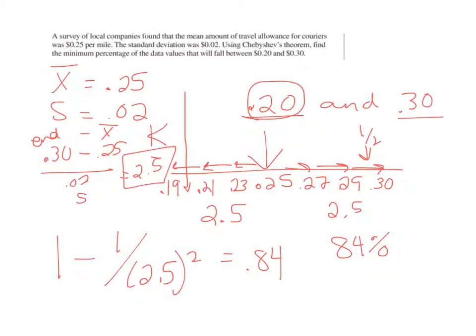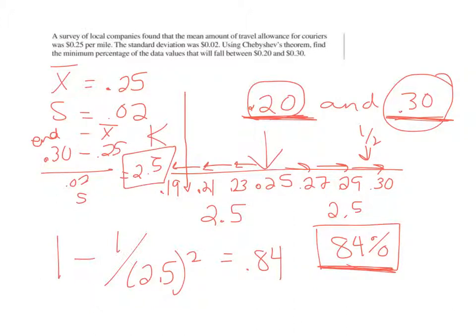So if you pay your carrier more than 30 cents per mile, then you'd be paying considerably more than what the average pay rate is. And you would know that at least 84% are paying less than you, right? At least. Could be more. Should be a little bit more. But you're guaranteed that at least 84% of the people paying their carriers are going to be paying between 20 cents and 30 cents. So that is that information.